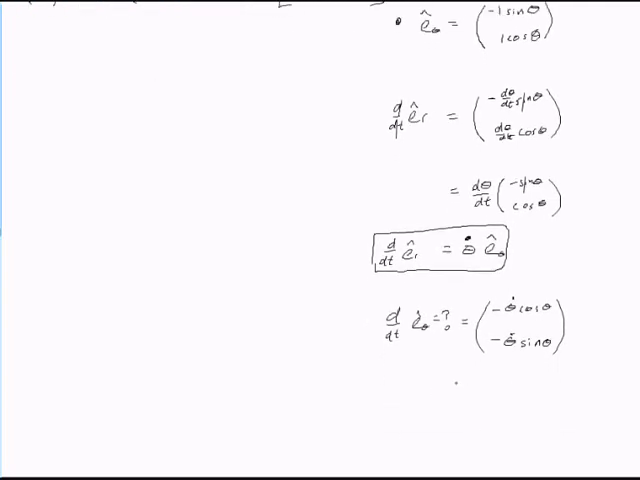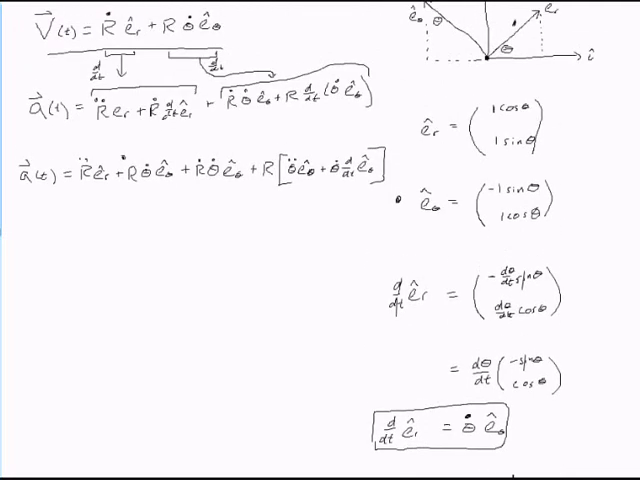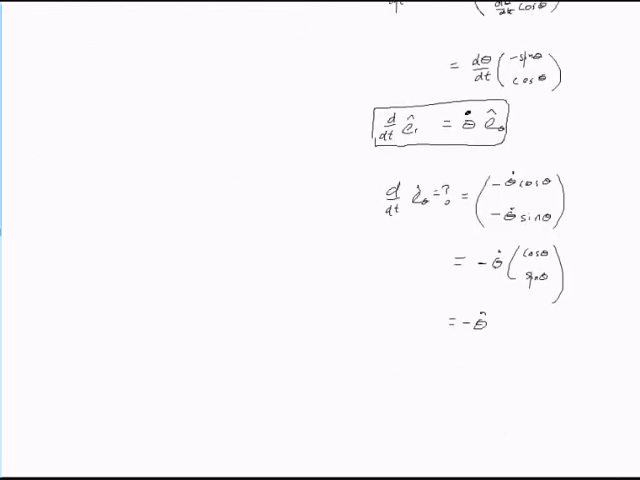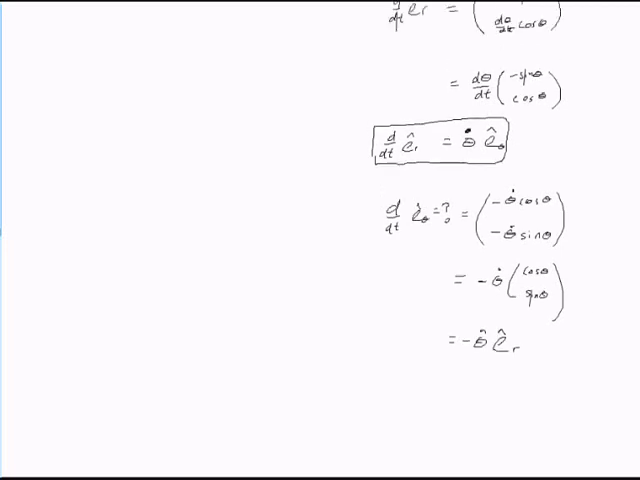Let's figure out what this is. Well, if we factor out a negative theta dot, we get negative theta dot times cosine theta, sine theta. And that becomes minus theta dot times, what's cosine theta, sine theta? That's just e_r, isn't it? So it's just this one right here. So that's just going to be equal to minus theta dot e_r, where e_r is your unit vector just there. That's how these two derivatives are related to each other.